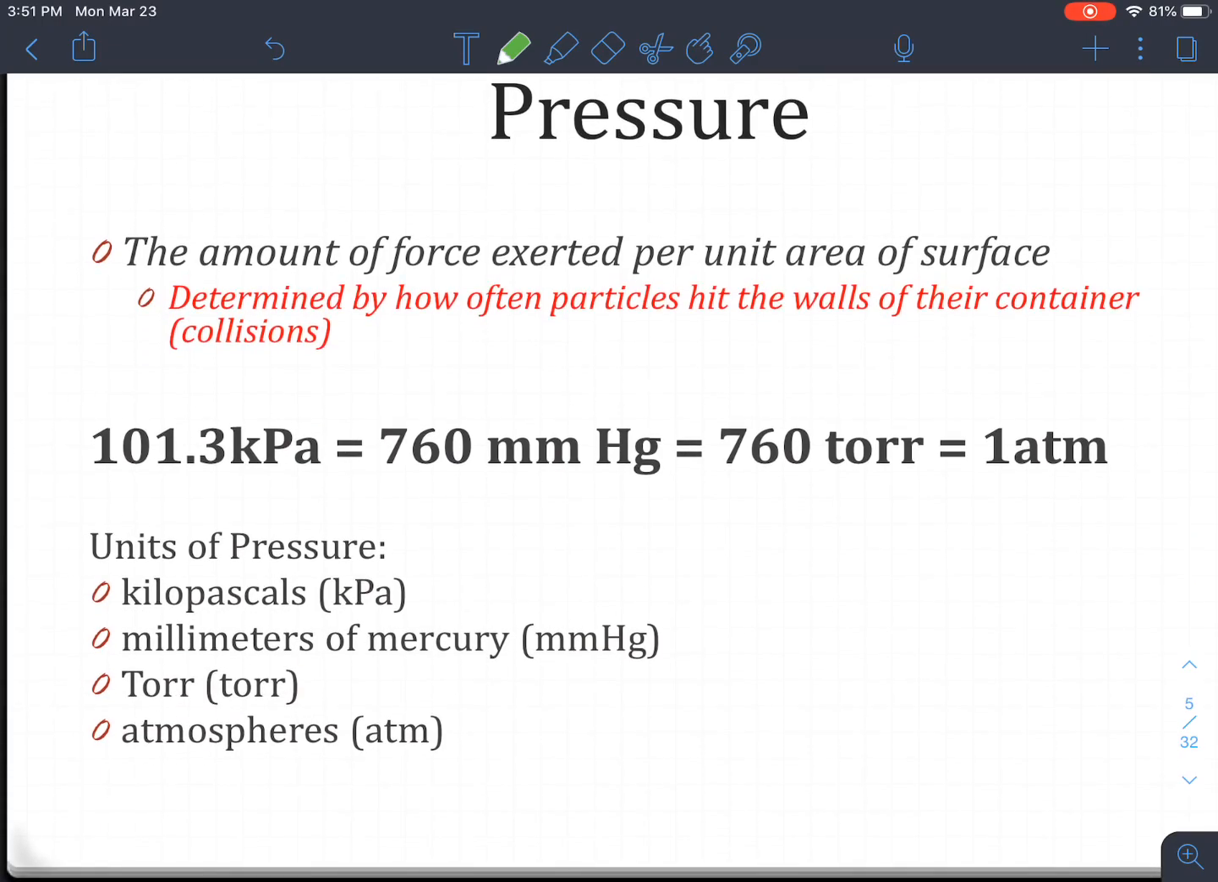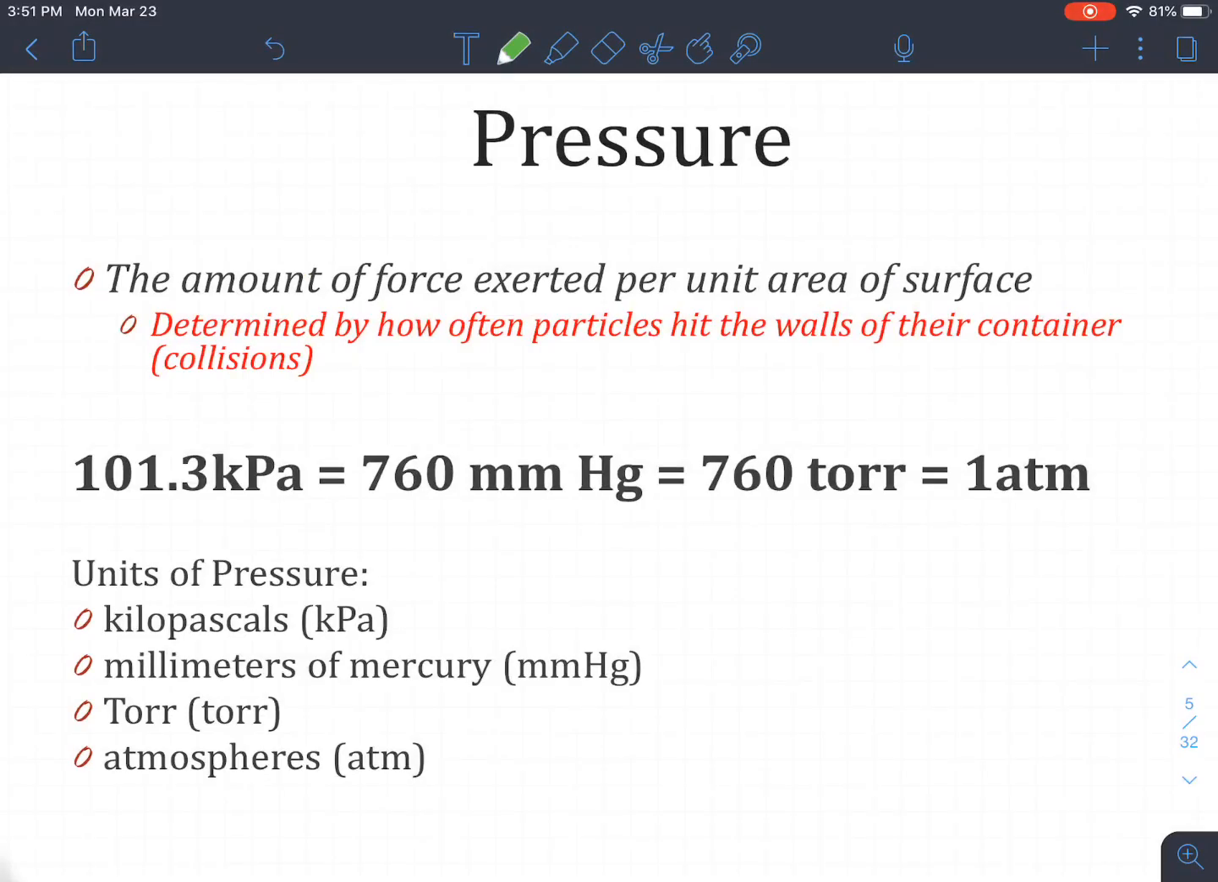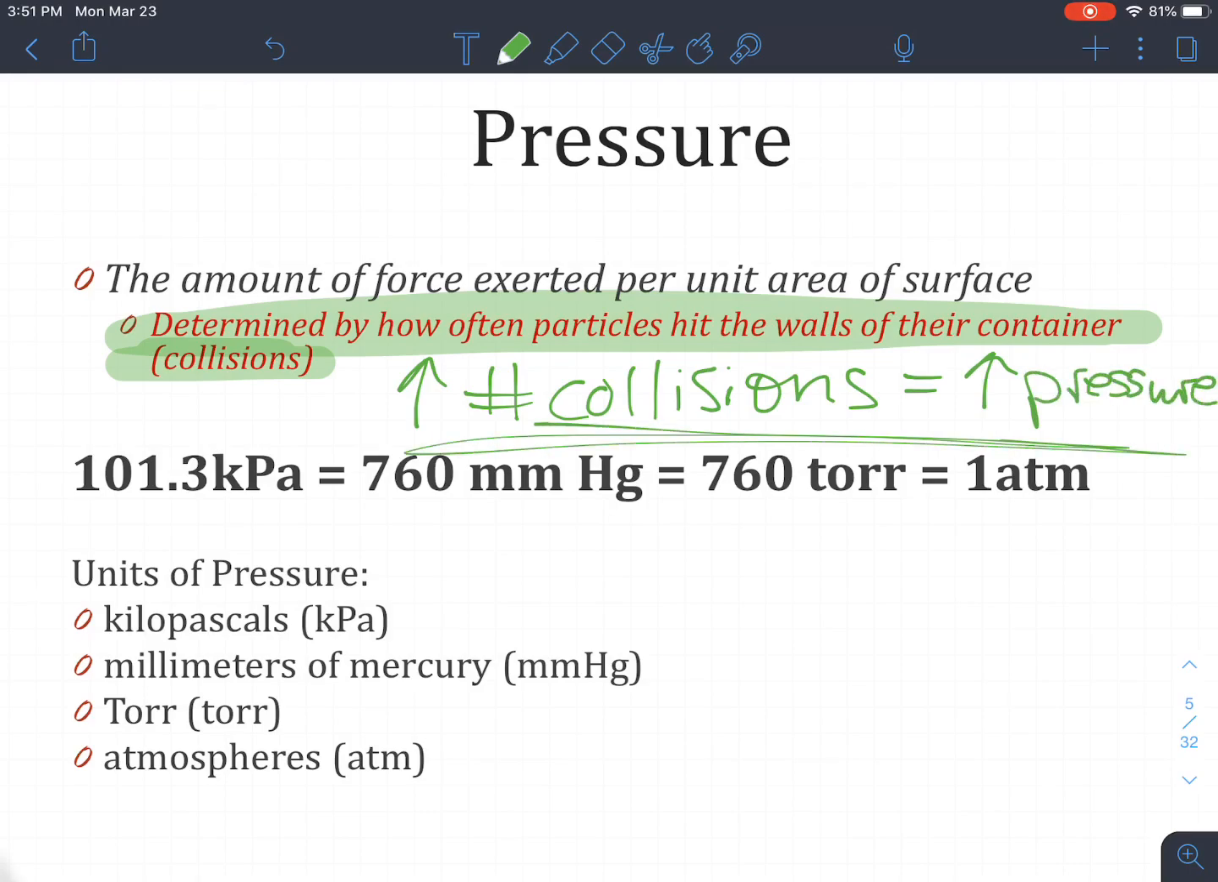That leads us to this next slide. Pressure. Again, if you haven't written it already, pressure is determined by how often molecules hit the walls of the container. So if you have a high number of collisions, that is going to equal a high pressure. Make sure you have this down and have a good understanding of this.